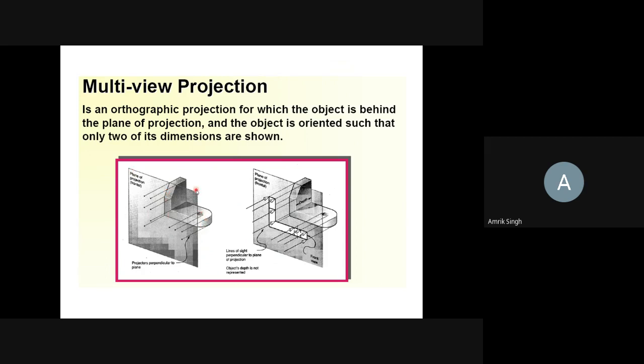So this is a plane of projection. The projectors are perpendicular to the plane. You see this line of sight is perpendicular to this plane. That's why they create the orthographic projection.